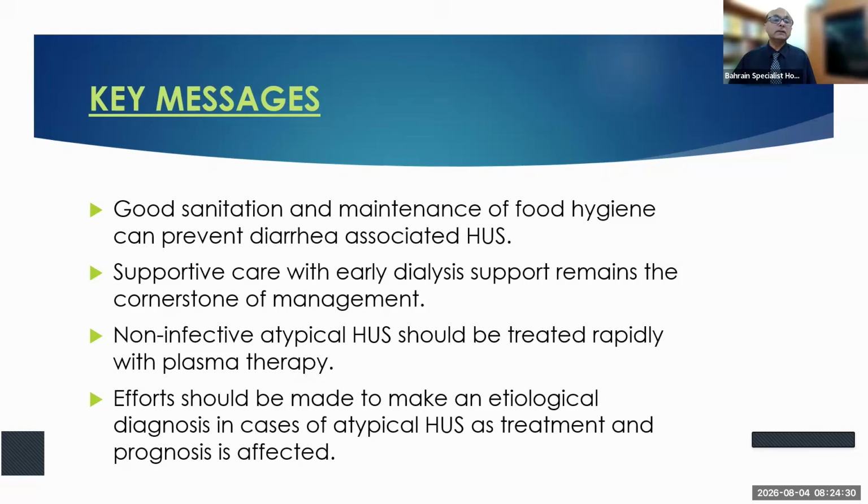Key message: good sanitation with maintenance of food hygiene can prevent diarrhea-associated hemolytic uremic syndrome. Supportive care with early dialysis support remains the cornerstone of management. Non-infective atypical HUS should be treated rapidly with plasma therapy. Effort should be made to make an etiological diagnosis in case of atypical HUS, as treatment and prognosis are affected.